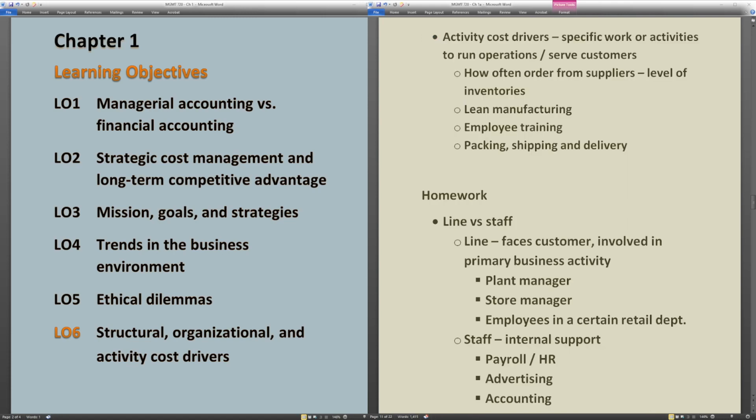Activity cost drivers, those are specific activities or specific work to run the operations and serve customers. And these are more day-to-day operations. How often do you order from suppliers? What's the level of inventory I'm going to keep? What type of manufacturing am I going to run? Am I going to run lean manufacturing or some more bespoke manufacturing? What type of employee training am I going to be doing? What is the status and purpose of my packing, shipping, and delivery? Does that contribute to customer satisfaction if I do it one way versus another? And those are the activity cost drivers.